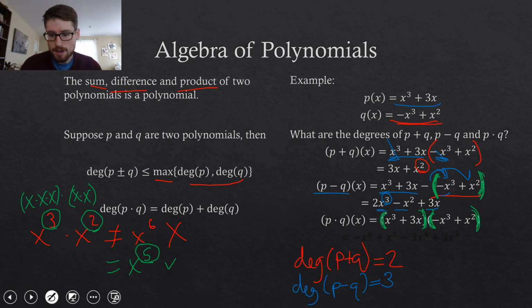And so we'll just walk through each product, x cubed and negative x cubed. That's going to get you negative x to the 6th. We're going to have x cubed and x squared. That's going to get you x to the 5th. We're going to have 3x and negative x cubed. That's going to get you negative 3x to the 4th. Then we're going to have 3x and x squared, and that's going to get you plus 3x cubed.